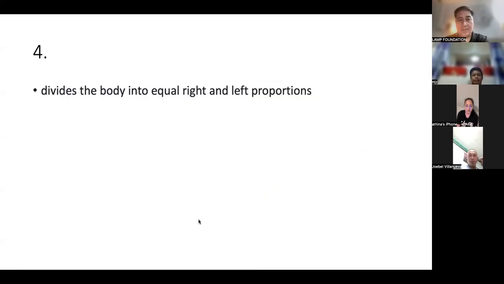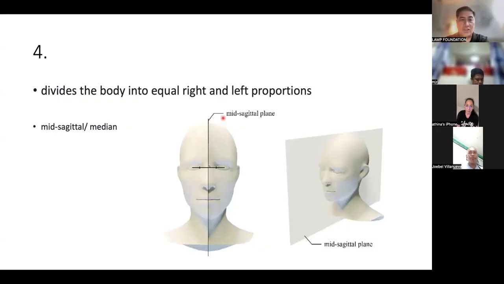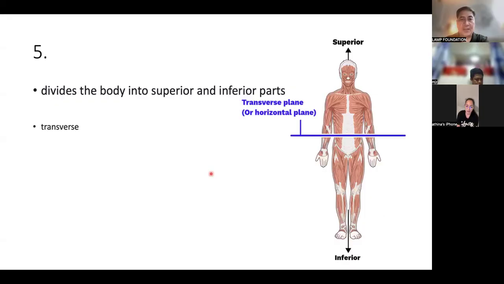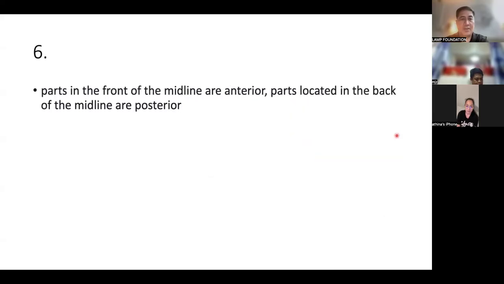Okay, what plane divides the body into equal right and left proportions? It's the mid-sagittal or median. Very good. So this is how the mid-sagittal plane looks like. It is also called the median plane. It divides the body into right and left equal proportions. What about the plane that divides the body into superior and inferior parts? It's the transverse plane. This is the transverse plane, dividing the body into superior and inferior.